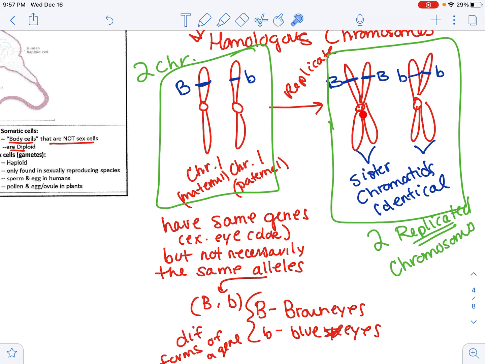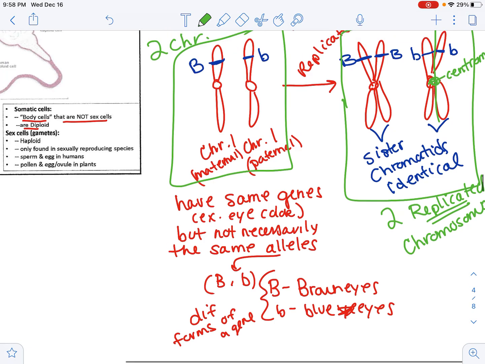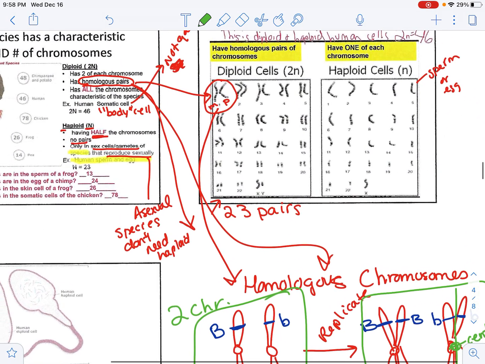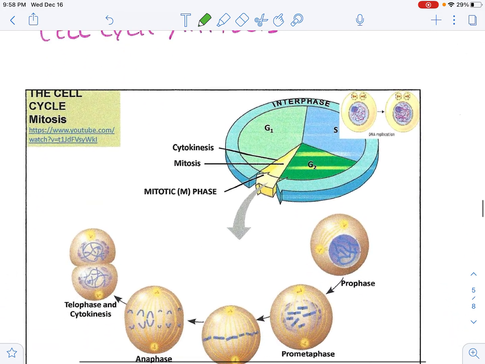And then in mitosis, we're going to see these line up. And remember, this is what we call the centromere here, kind of the middle, which holds the 2 sister chromatids together. And they're going to line up and then split in half in anaphase. So those are homologous chromosomes and homologous pairs, and you see those only in diploid cells. We're going to see them when we go through mitosis.